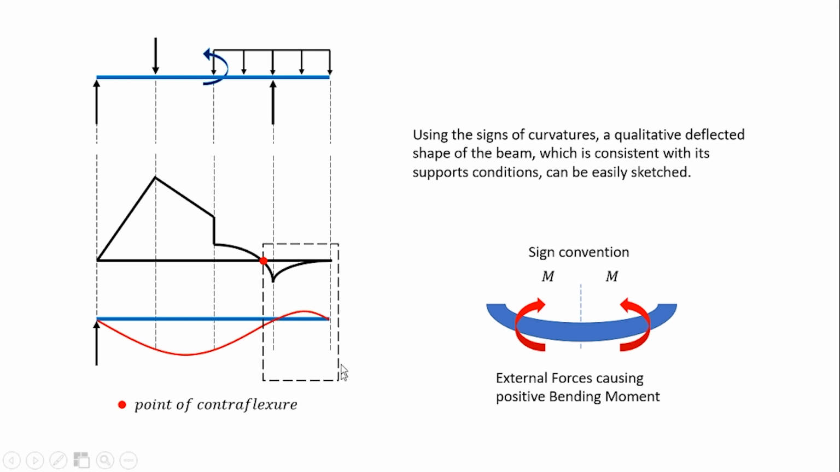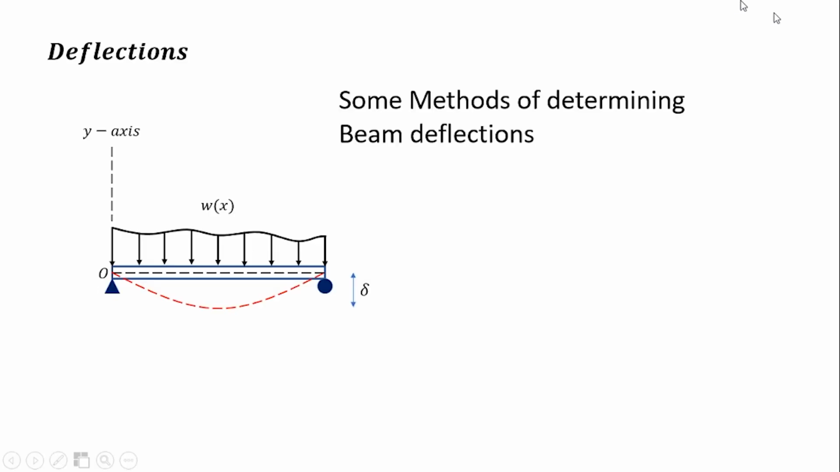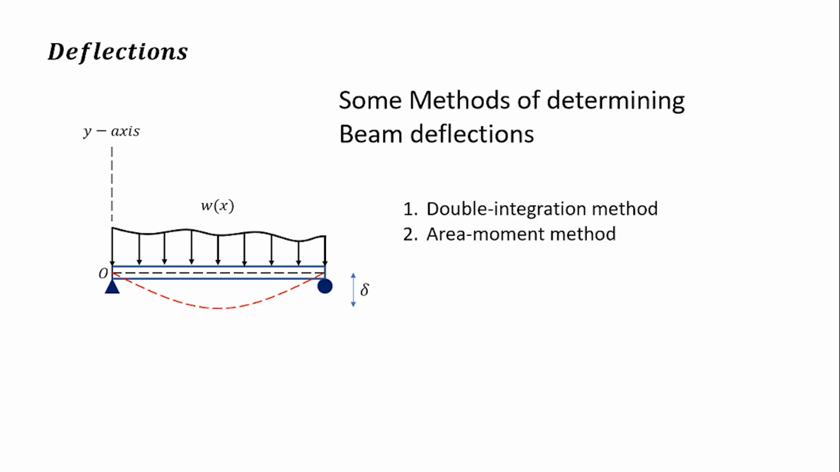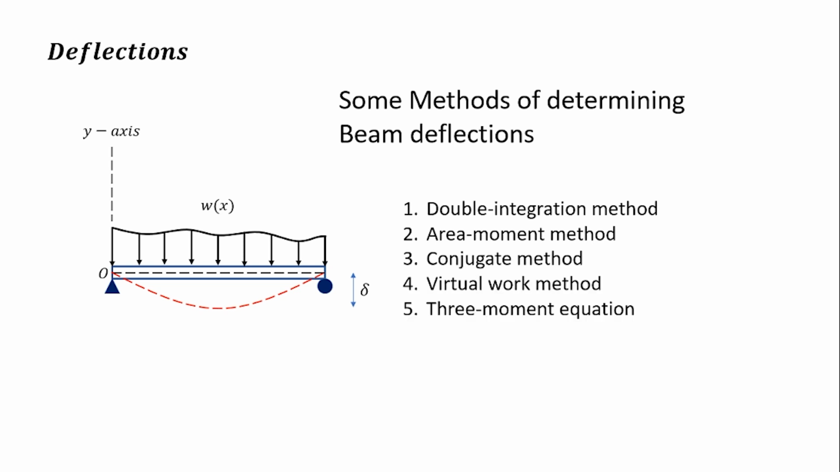Basta tatandaan lang natin itong sign of curvatures natin. If we have positive moment, magkakaroon tayo ng concave upward. But if we have a negative moment for our moment diagram, yung elastic curve niya is concave downward naman. So, we have some methods of determining beam deflections. So, these are some. Number one is double integration method, area moment method, conjugate beam method, virtual work method, and the three-moment equation. So these are some methods in solving the beam deflections.